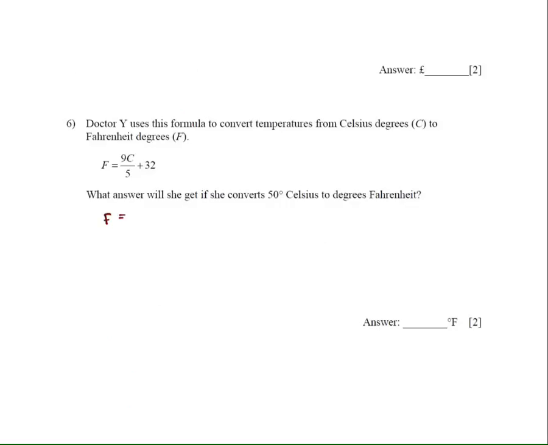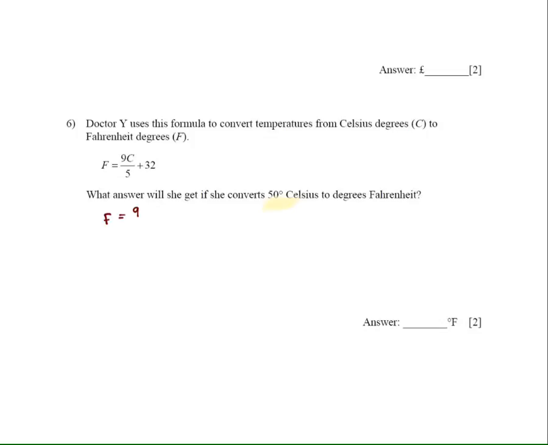Okay, so let's look at the next question. Here, again, people were confused by what C was. C was the temperature in degrees Celsius. We're given the temperature in degrees Celsius is 50 degrees Celsius. So all we do is we substitute C for 50 degrees C. So we're substituting C for 50.